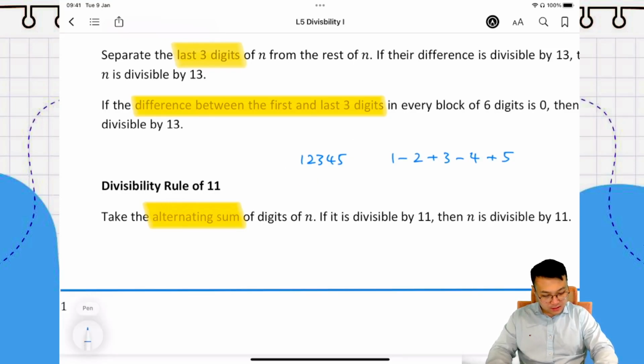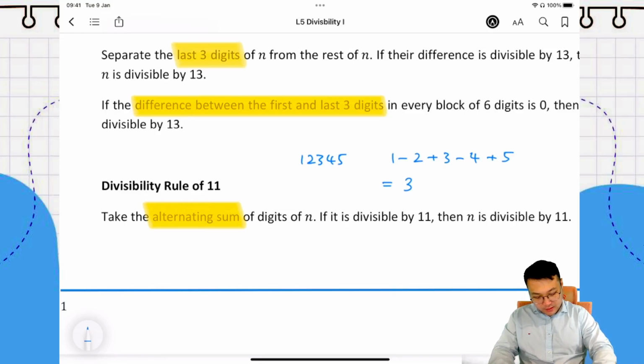So let's add these together. 1 minus 2 is negative 1. Plus 3, then you got 2. Minus 4, you get negative 2. Plus 5, the final answer is 3. Is not divisible by 11. Okay?